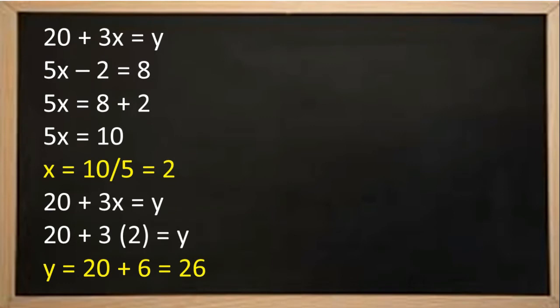20 plus 3x is equal to y, and 20 plus 5x is equal to... then 5x is equal to 8 plus 2, 5x is equal to 10, x is equal to 10 by 5, that is equal to 2. And 20 plus 3x is equal to y, that is 20 plus 3 into 2, because the value of x we have calculated in the first step is 2. Replace the value of x with 2, hence the value of y will be equal to 26.